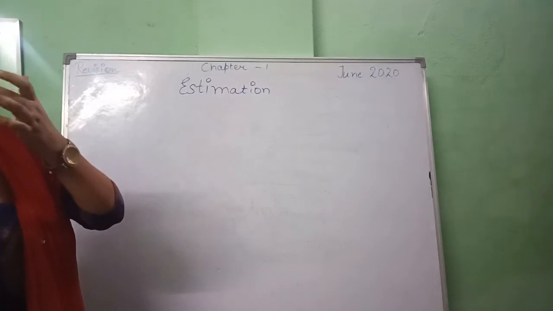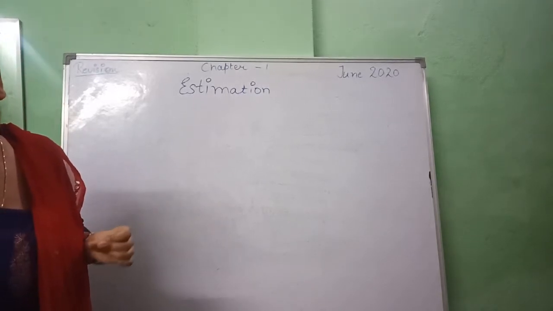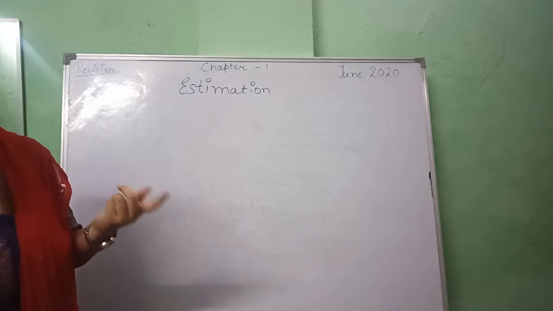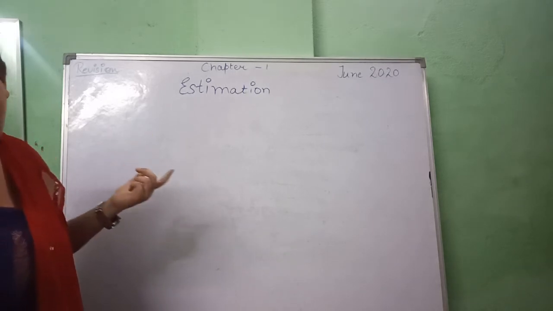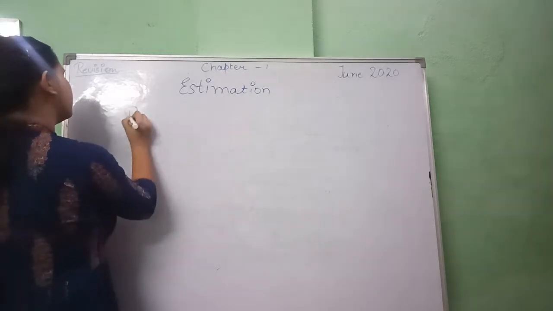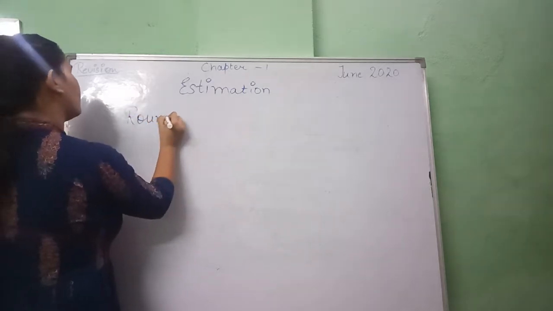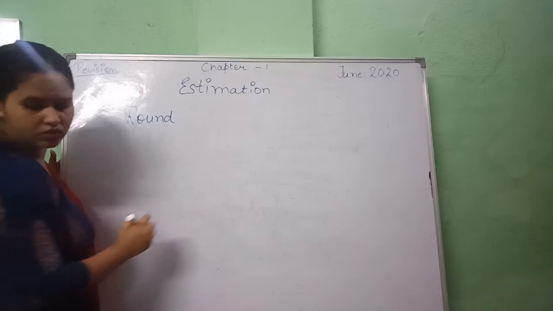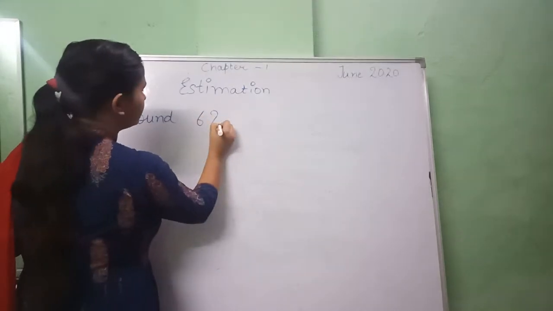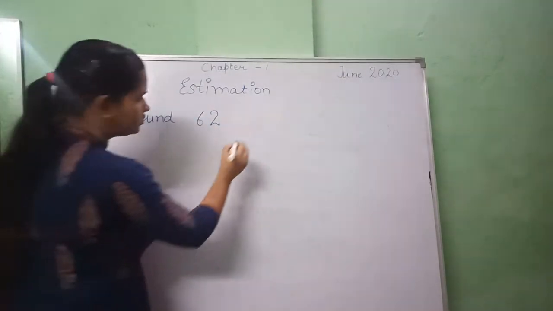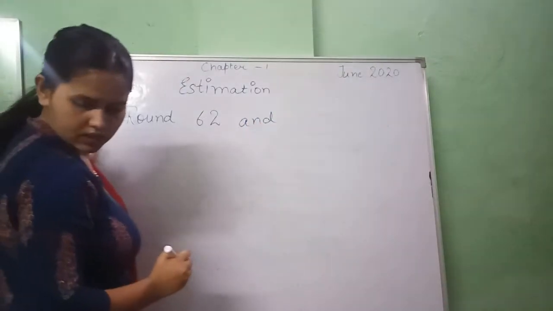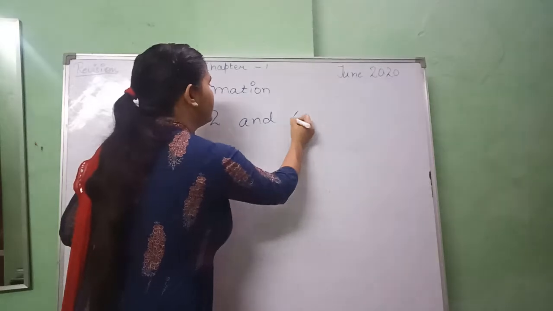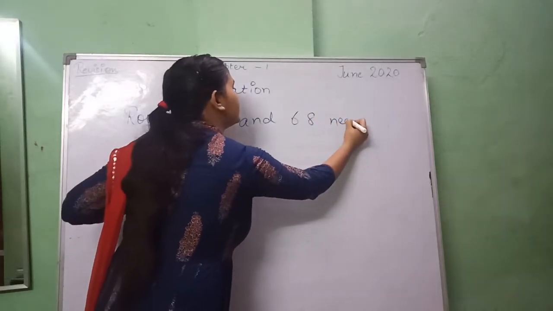Okay, the first example: a number line can help us to round the number. We will take a line to explain everything. Okay, you can see here, round 62 and 68, right, to the nearest 10.